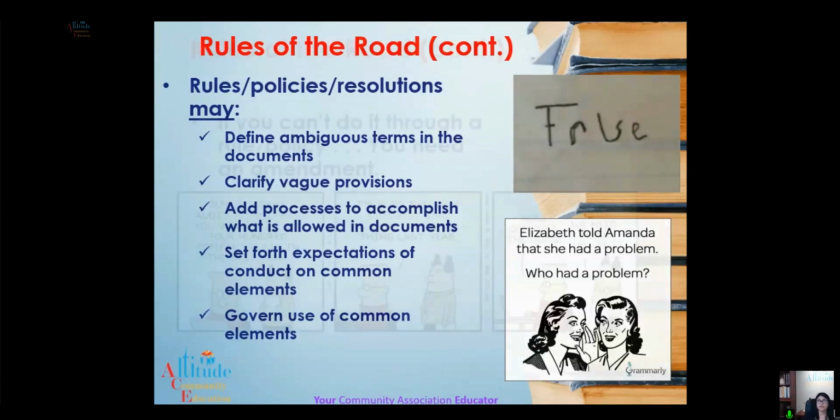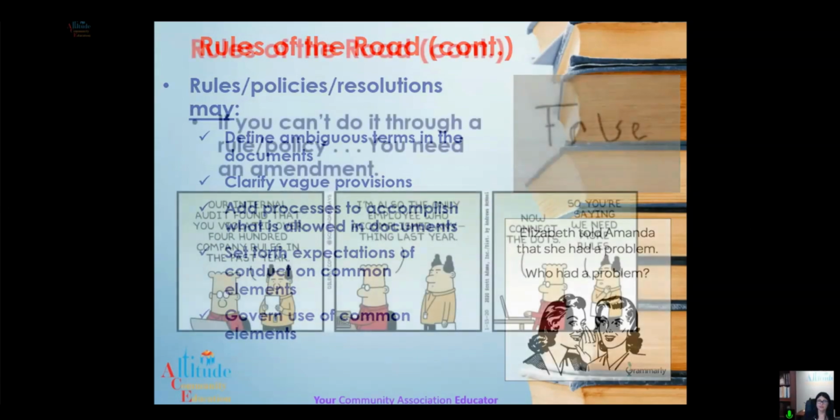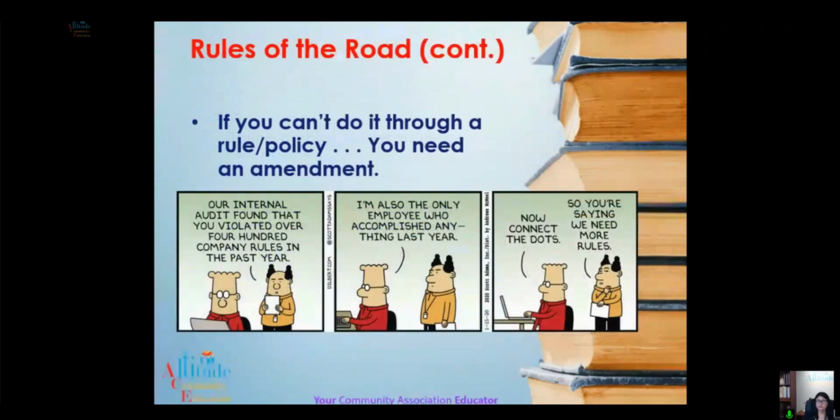Okay. But really, the short of it is if you can't do it through a rule, you need to amend. With the caveat that sometimes you just can't do it because the law doesn't allow for it. But ultimately, this is assuming you can do it legally, the law doesn't prohibit it. If you can't do it through a rule, you need to do it through an amendment. And that's really the rule of thumb.